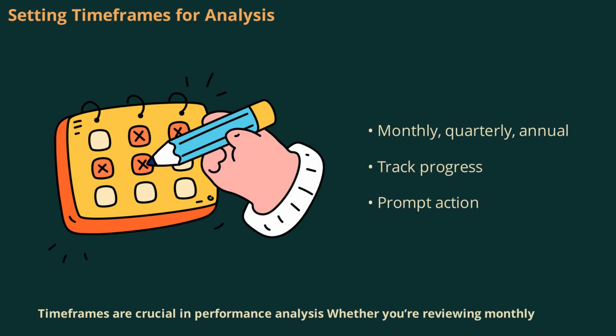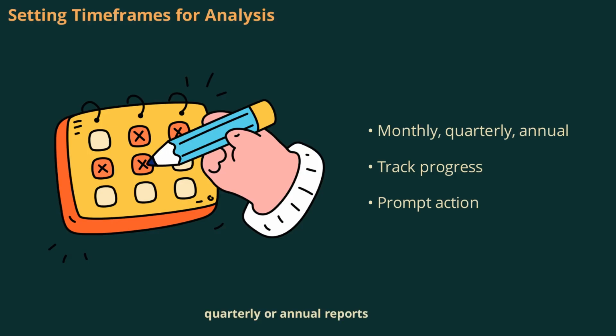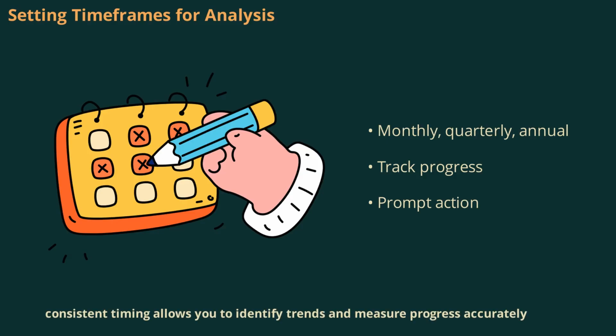Timeframes are crucial in performance analysis. Whether you're reviewing monthly, quarterly, or annual reports, consistent timing allows you to identify trends and measure progress accurately. Regular analysis ensures that corrective actions can be taken promptly, keeping the organization on track toward its goal.